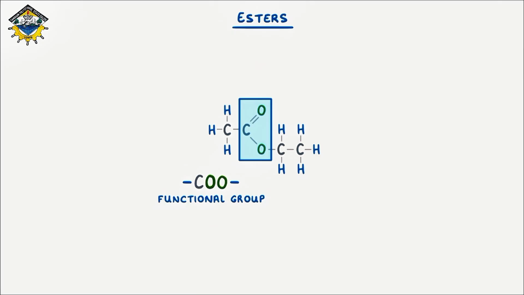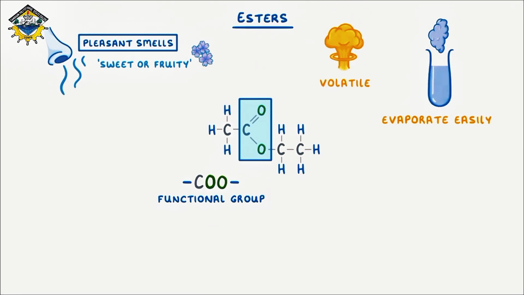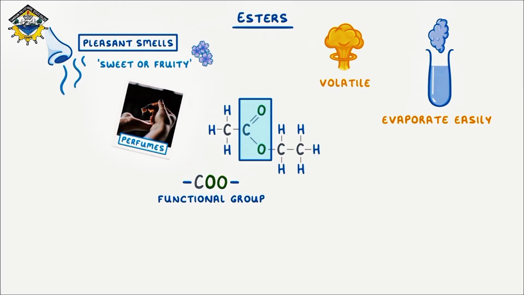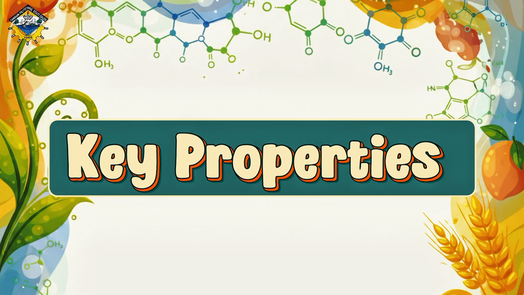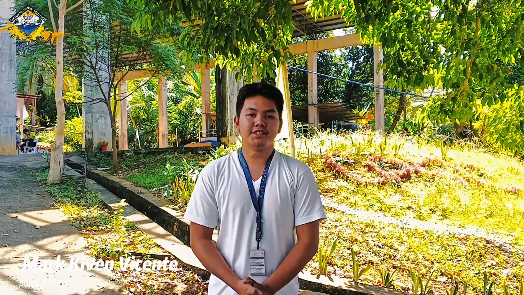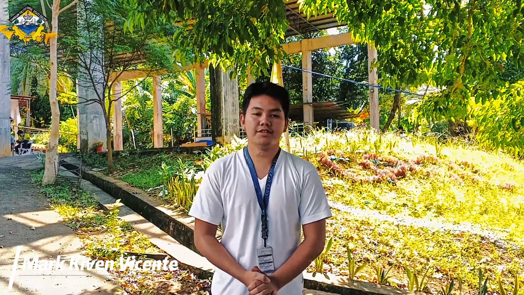One distinctive property of esters is that they tend to have pleasant smells, which are often described as sweet or fruity. They're also volatile, which means they evaporate easily. For both of these reasons, esters are commonly found in things like perfumes, as well as in food flavorings. Key properties: esters have a sweet or fruity smell, they evaporate easily, and they are commonly used as solvents.